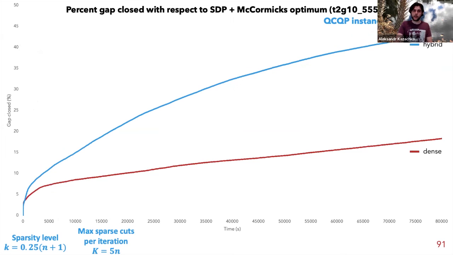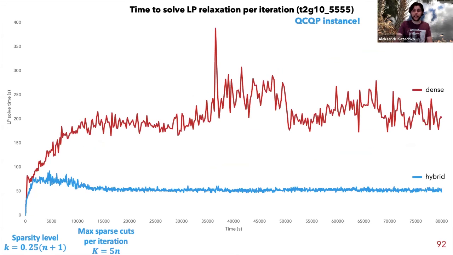of that time. And the key to that, well, here's an even more dramatic example. This is a QCQP instance in which dense cuts close about 15% of the gap, and hybrid goes up to 40% and more after a day. The key is that the LP solution time remains manageable. And that's one of the key parameters that, when we go back to the linear world, we like to consider. Here, for example, hybrid seems to flatten out, even though we keep adding cuts at about a minute of solution time per LP, but dense goes up to 3 or 4 times or more slower.